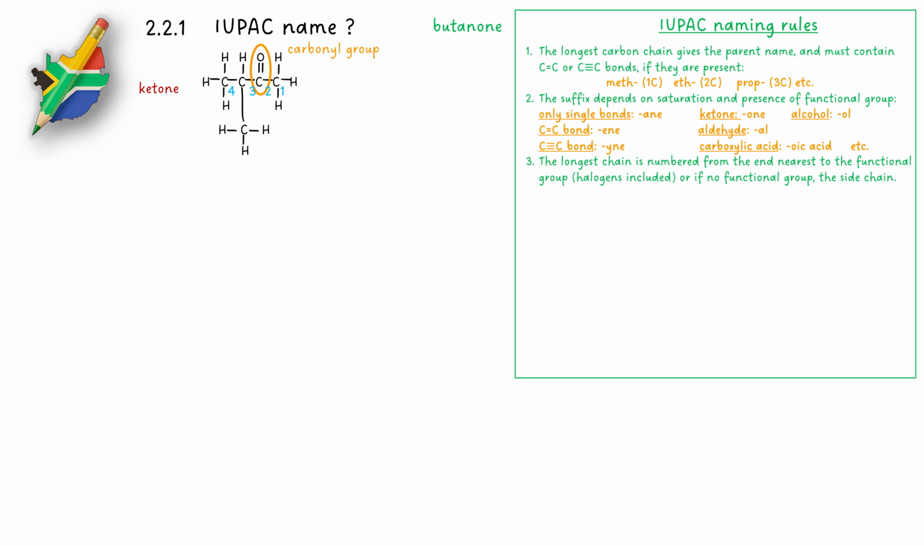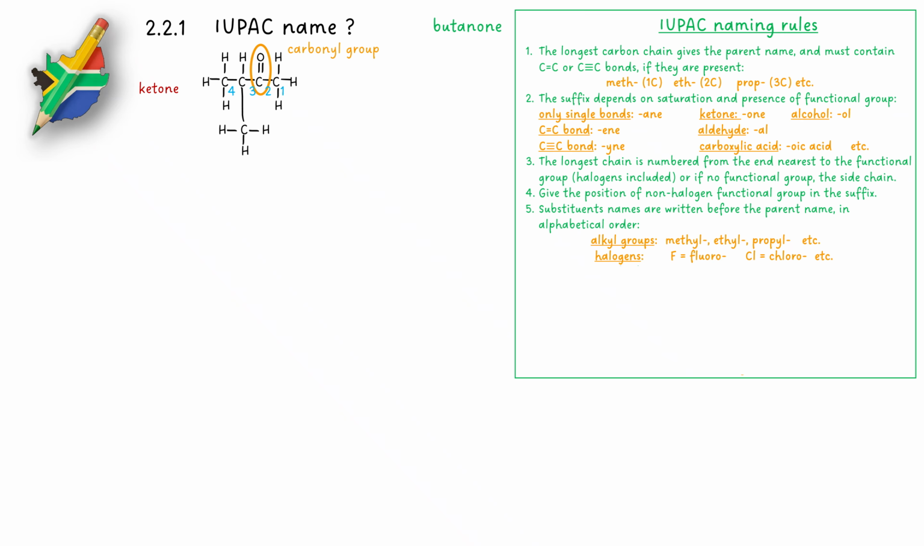We have already numbered the chain from the right, closest to the carbonyl. Next, we can give the position of the functional group in the chain in the suffix. Since the carbonyl is on carbon 2, we could write butan-2-one, but a 4-carbon chain ketone can only have its carbonyl on carbon number 2, and so we can just leave out the number 2 here and write butanone.